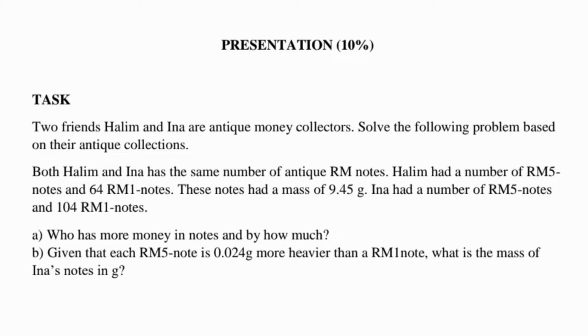The task is two friends, Halim and Ina, are antique money collectors. Solve the following problem based on their antique collections. Both Halim and Ina have the same number of antique RM notes. Halim had a number of 5 ringgit Malaysia notes and 64 1 ringgit Malaysia notes. These notes had a mass of 9.45 gram. Ina had a number of 5 ringgit Malaysia notes and 104 1 ringgit Malaysian notes.